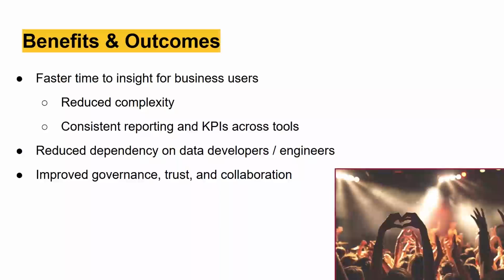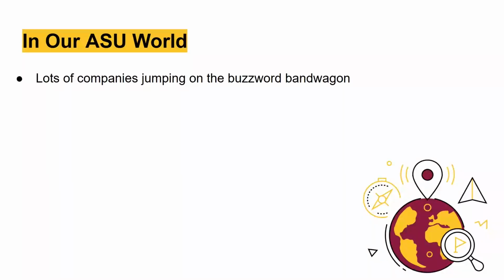All right, so why? Faster time to insight, reduced complexity for business users, consistent reporting. Hopefully you don't have more of that, why do your numbers not match their numbers, and digging into all the details. Everyone's using the same numbers to begin with. Reduced dependency on data people, and then improved governance, trust, and collaboration. So how does this surface in our world? Well, you can see out there are lots of companies using the word semantic layer, the phrase, I guess it's 2 words.